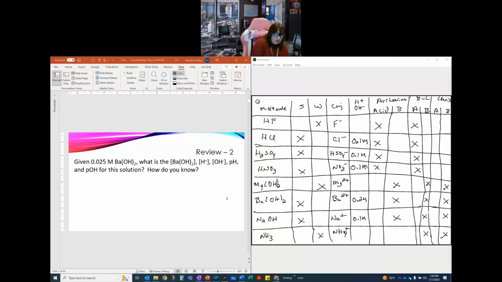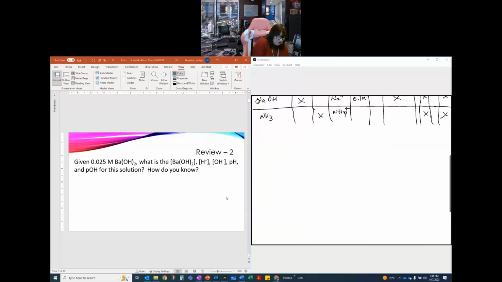Now let's go to the second one. Review 2 says given 0.025 molar Ba(OH)2, what is the concentration of Ba? I'm actually going to move it down here so I can do each calculation: Ba(OH)2, concentration of H plus, concentration of OH minus, the pH, the pOH.